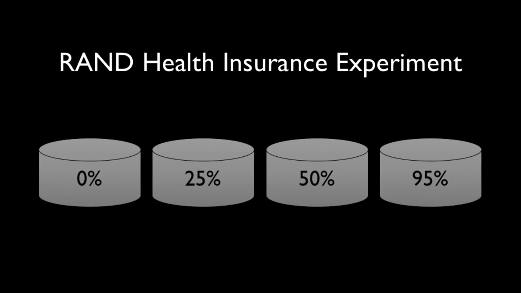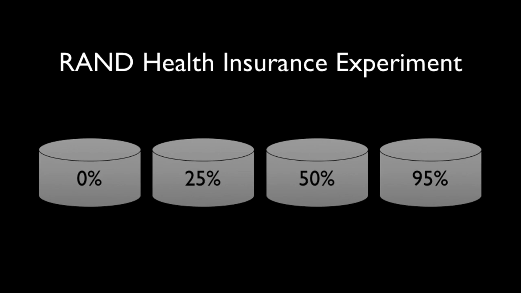They took these families, they assigned them different co-payment rates. They took a stopwatch, they said, go, live your lives. We're just gonna watch what you do. So this experiment occurred from 1974 through 1982. At the end of the experiment, effectively the stopwatch stopped.